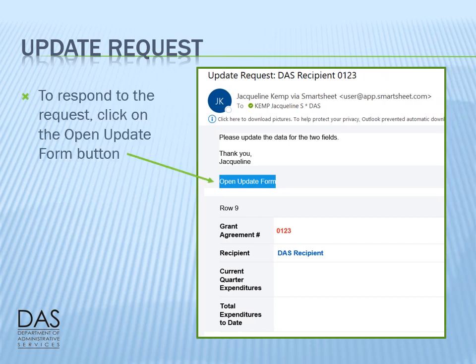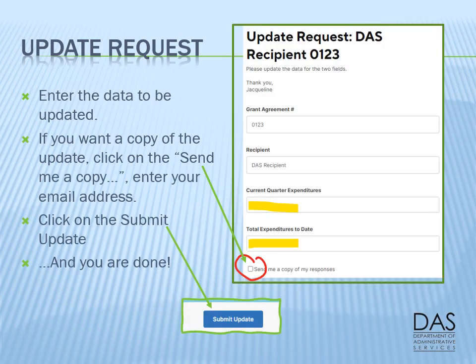When you have gathered the information needed, all you'll need to do is click on the blue Open Update form. Once you do that, you will see a screen that looks just like this. You will enter the data that was requested by your analyst. And again, if you'd like a copy, click on the Send Me a Copy of My Responses, enter your email, and click on the Submit Update button.